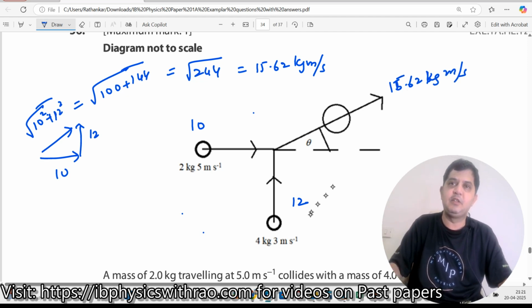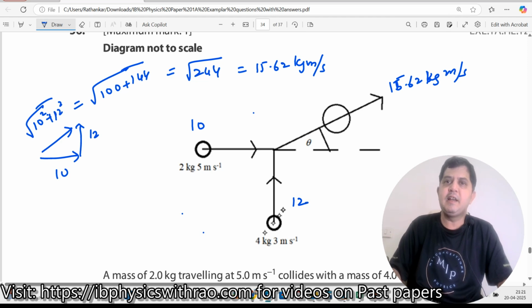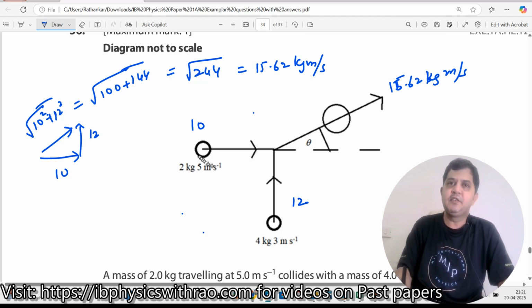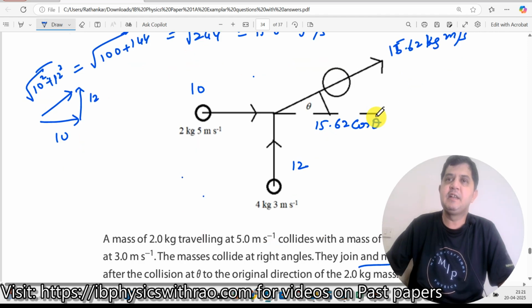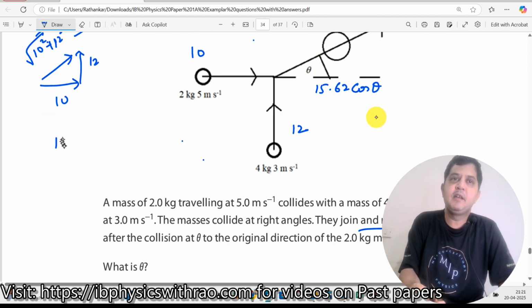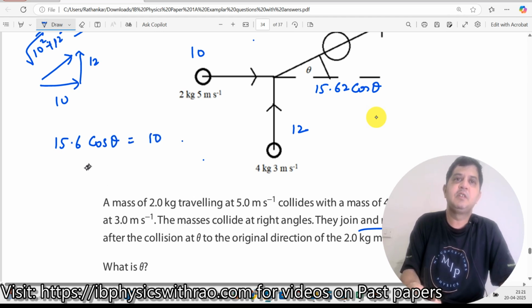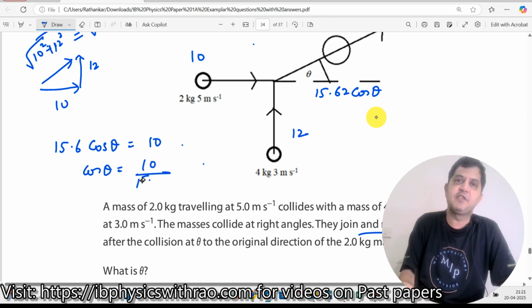So this is the value. Now what do I need? I need the angle theta. Simple. So this vector is 10. Now this vector is 15.62. Take the component of this one. So what I can do is write 15.62 cos theta is equal to 10, or cos theta should be equal to 10 by 15.62.